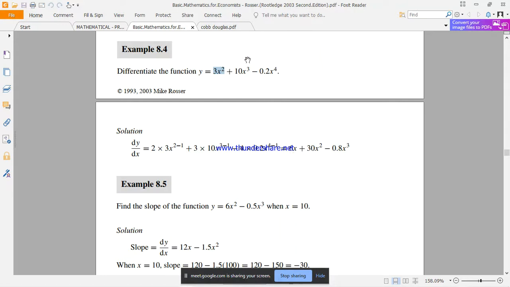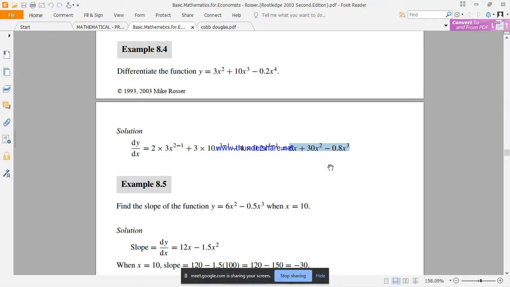Then I come to this. 3 times 10 is 30. X, then 2 less 1 is... I'll have 30x to the power 2. Then 4 times 0.2 is just 0.8. Then x is raised to the power 4, but when I reduce that by 1, I will have the power 3. So that is that expression that is there.